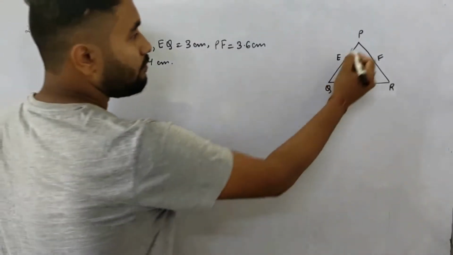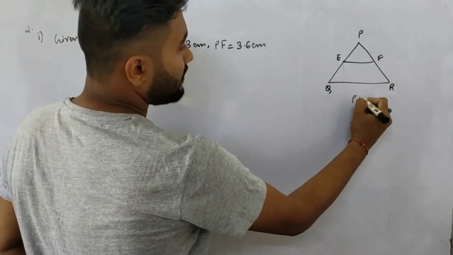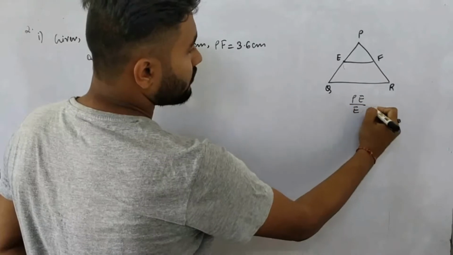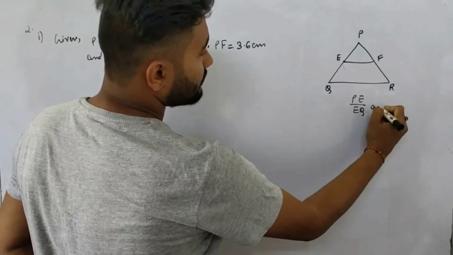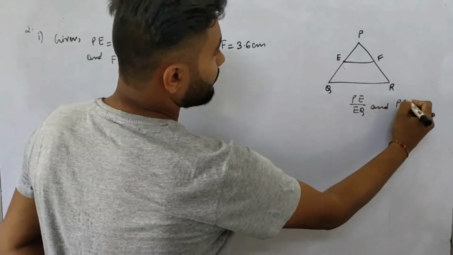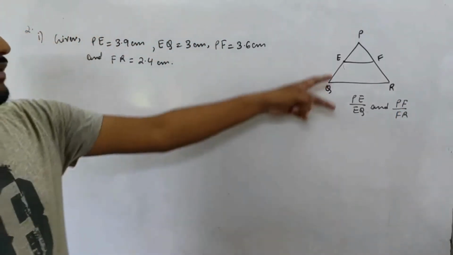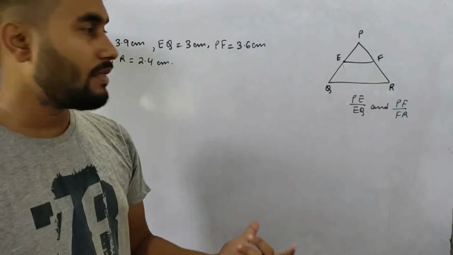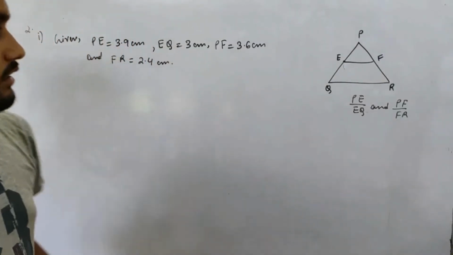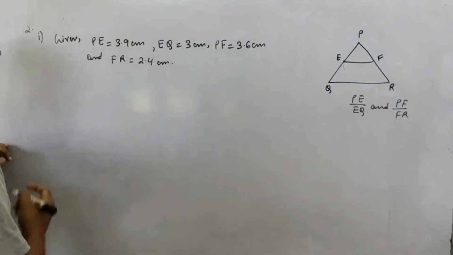So at first what we will find? We will find PE by EQ, and PF by FR. We will check this. If they are equal, then EF will be parallel to QR, and if they are not equal, then they are not parallel. So at first, PE by EQ.